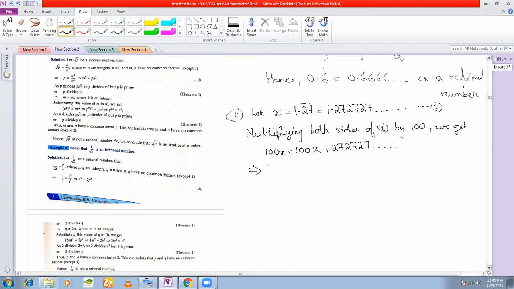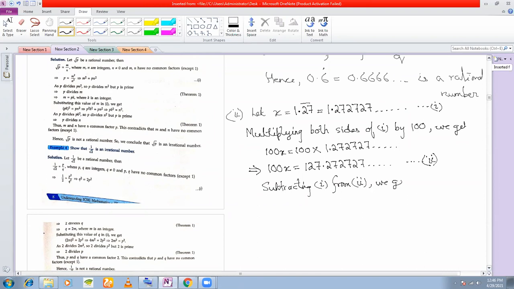So that means 100x is equal to, now if you multiply this, two decimal places will shift. So you get 127.272727 and this will continue without stopping. Once we have multiplied both sides by 100, we call this equation number 2. Now what you do is you subtract equation 1 from 2, just as we had done earlier.